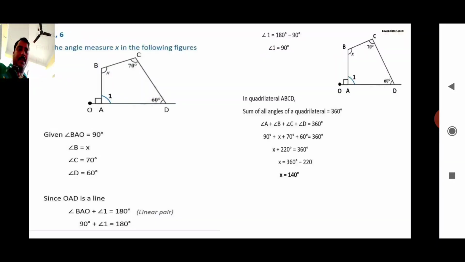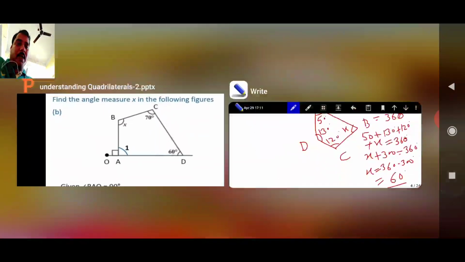Okay, B part. Here is a figure given, and find the value of x. Observe this figure, it is also a quadrilateral. 4 sides A, B, C and D, it is a quadrilateral, and it is given that exterior angle BAO is 90 degrees. Let angle B equal to x degrees, angle C equal to 70 given, angle D equal to 60 given. So let's try to solve it.